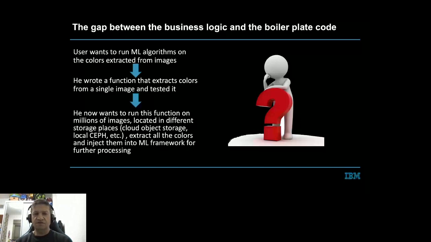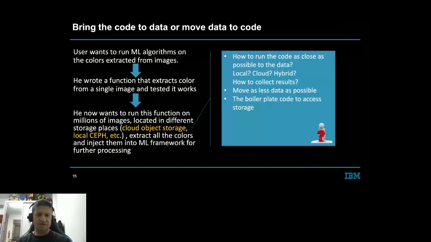And then you also need to write a lot of boilerplate code. By boilerplate code, I mean additional code that is not really needed by your business logic, because all you focus on now is to extract colors and run machine learning. But here you need to write much more code: how to access object storage, how to list, how to download, how to read those data objects. So there is a lot of additional code that you need to write, and there's a gap here that you need to fill between your business logic and how to make it happen.